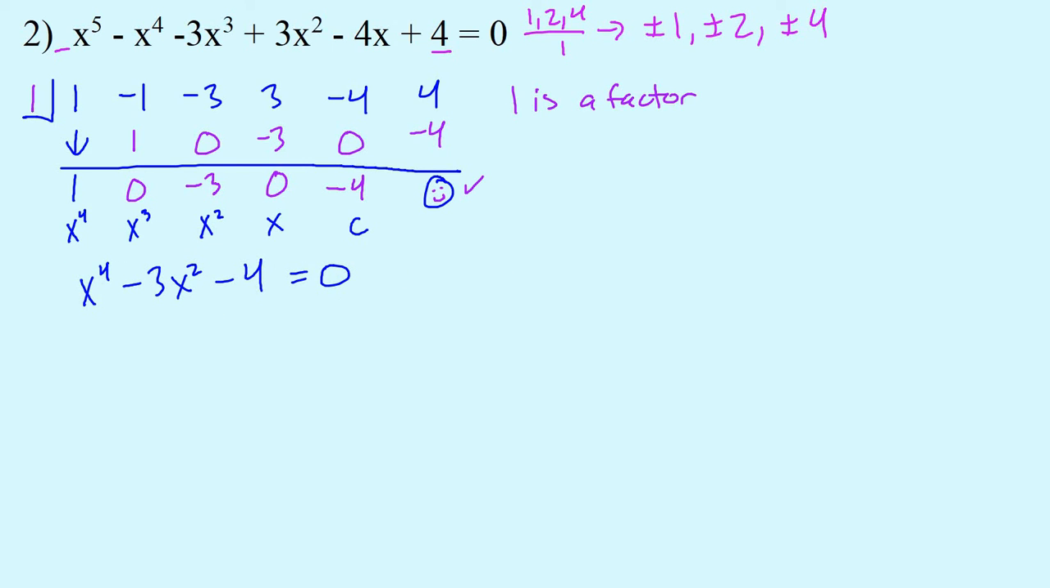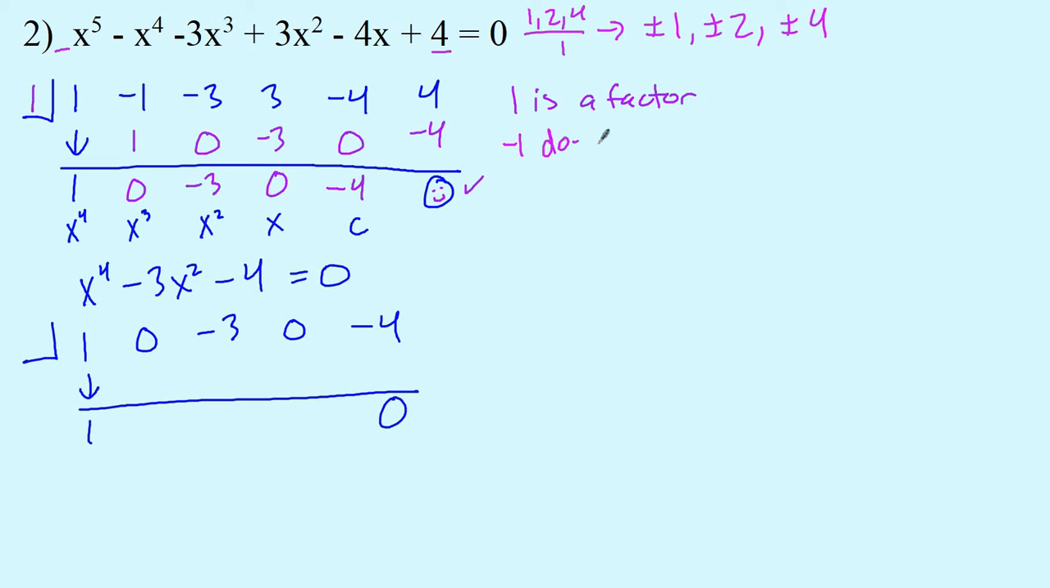let's use our new equation. So 1, 0, -3, 0, -4. Now we want to bring this 1 down and get a remainder of 0. So let's say the first number we tried was actually -1. -1 doesn't work.